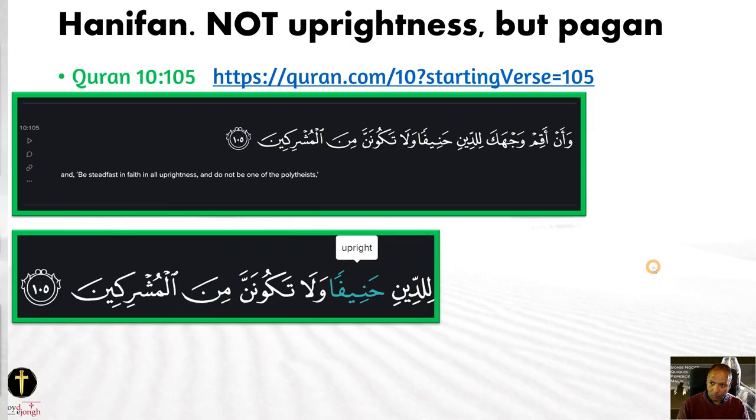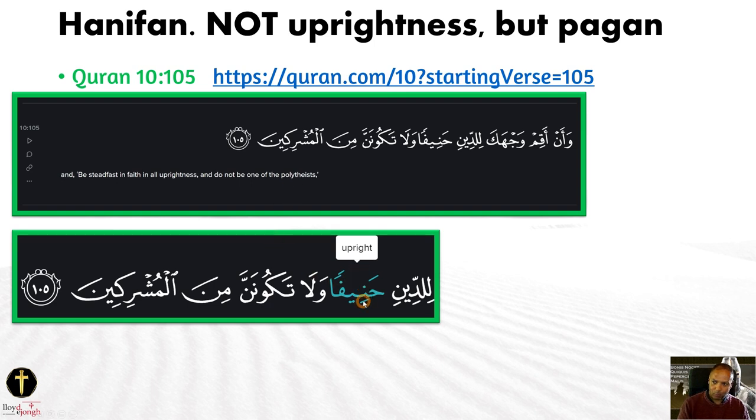So moving on, Hanifan. Now, they claim it means uprightness in the Quran. It's translated as uprightness. This is a false translation. It means pagan. We know it comes from the Syriac hanpei, right? So be steadfast in faith in all uprightness and do not be one of the polytheists. This is Quran 10:105. Be steadfast in uprightness, right? Be Hanifan, right? Allah is Hanifan. Therefore, Allah is a pagan god, according to the definition of the early Christians and the early Jews, they are pagans.